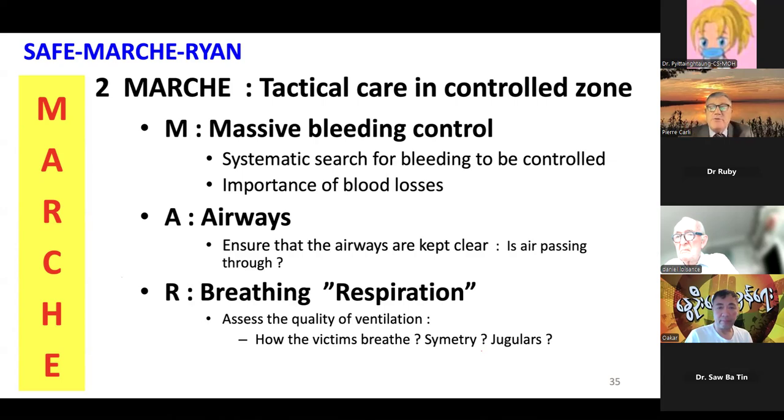The second point is whether the airway is open, yes or no. And checking the airway is simple. Is air going through the mouth, yes or no?